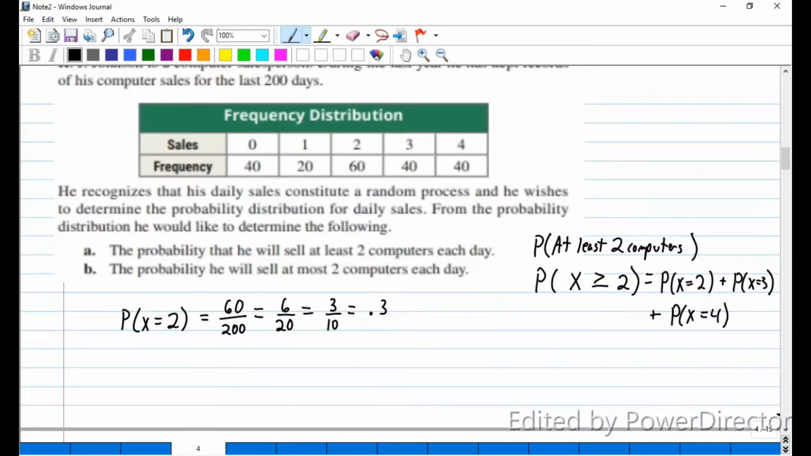Okay. Am I just making those numbers up? No, I got them out of the table, right? You need to pay attention.